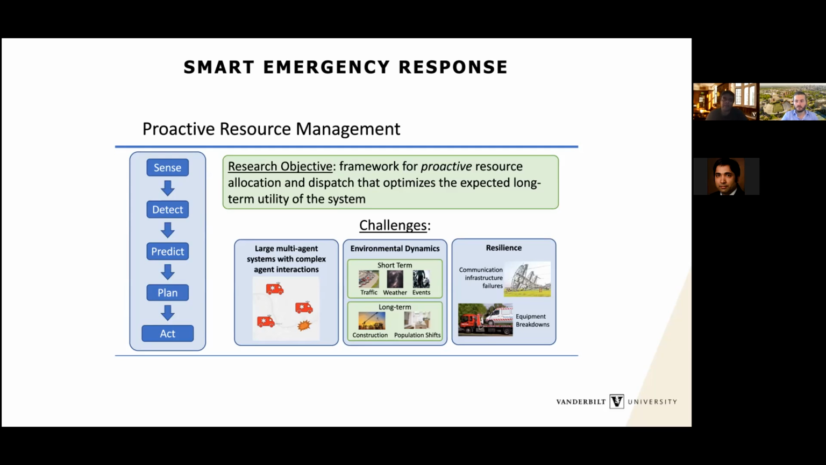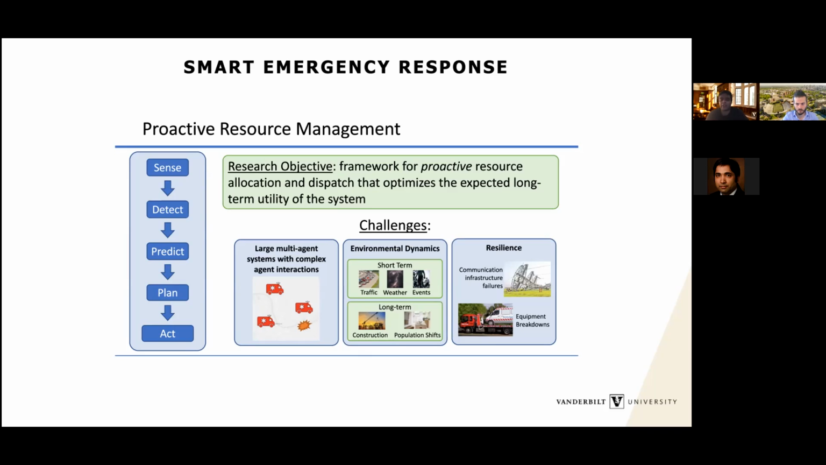We then design planning modules, and we also look at principal ways in which emergency responders can respond to incidents or act so as to respond to these incidents in an efficient manner. And there are a number of challenges.